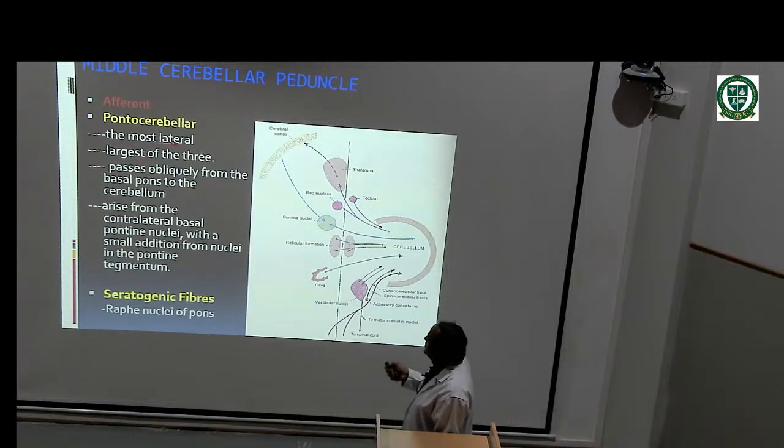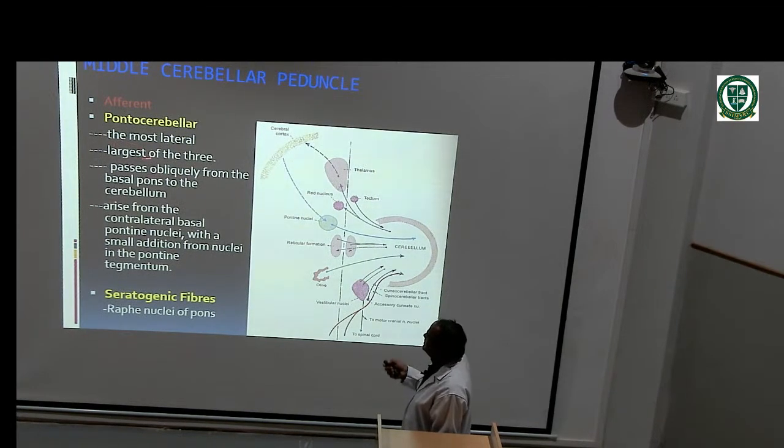The location of the pontocerebellar fibers is most lateral. And the middle cerebellar peduncle is the largest of the three peduncles. The largest peduncle is the middle cerebellar peduncle. It passes obliquely from the basal pons to the cerebellum.